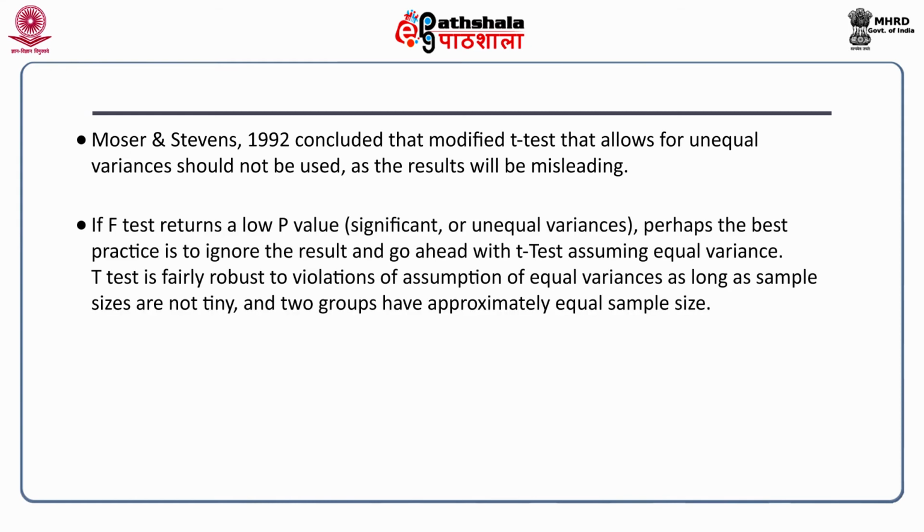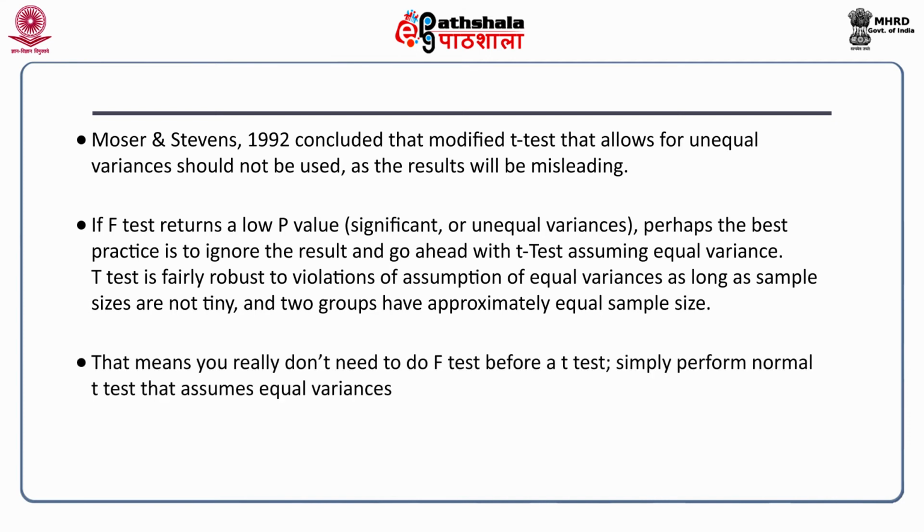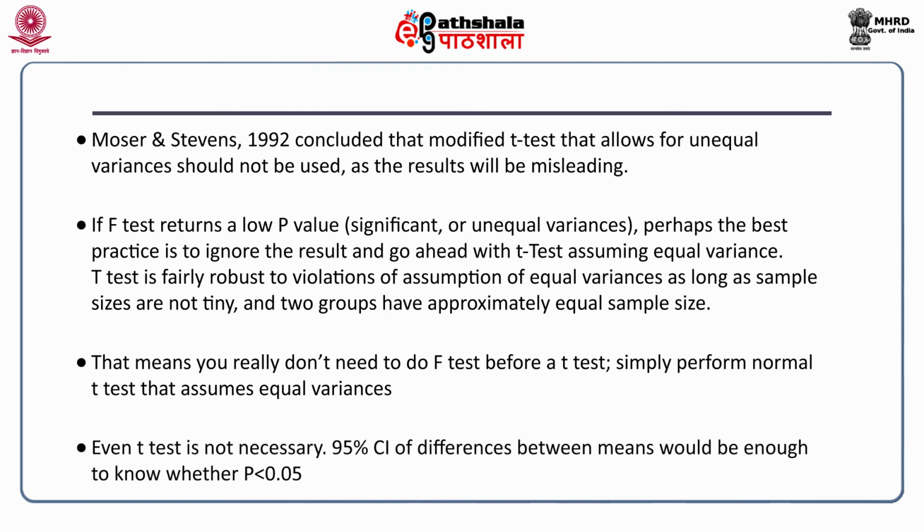If the F-test returns a low p-value, which is significant for unequal variances, perhaps the best practice is to ignore the result and go ahead with the t-test assuming equal variance. The t-test is fairly robust to violations of the assumption of equal variances as long as the sample sizes are not tiny and the two groups have approximately equal sample size. That means you really don't need to do an F-test before a t-test. Simply perform the normal t-test and assume equal variances. Even a t-test is not necessary.